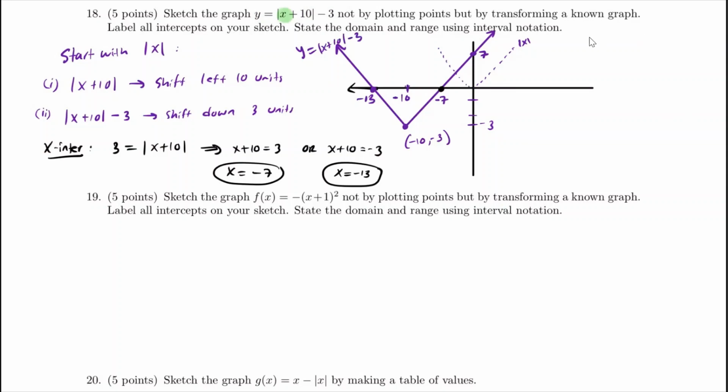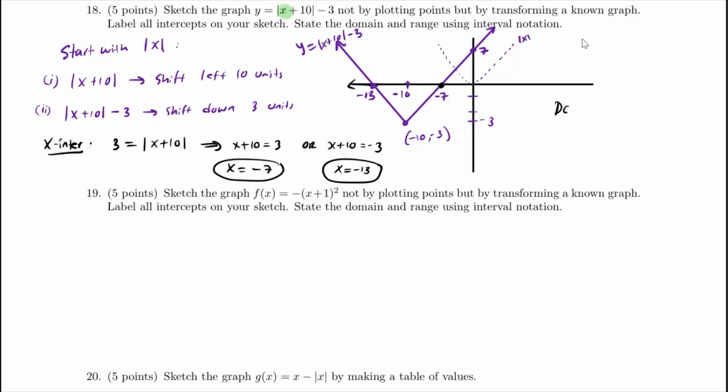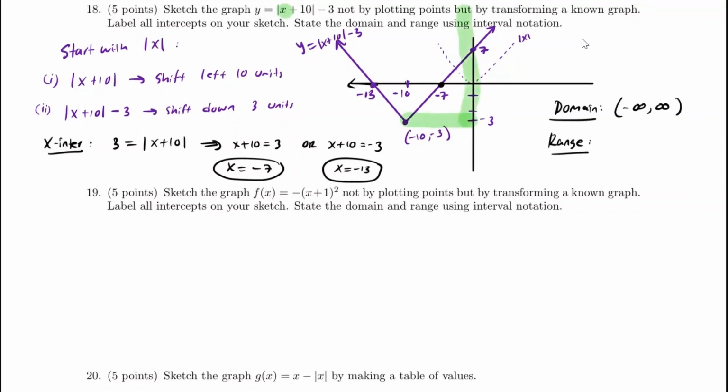Now, the next thing we want to do for this problem is to state the domain and range using interval notation. So let's go ahead and write that down. So the domain, you can plug in anything into the absolute value, you'll always get a real number. So the domain, that's negative infinity to infinity. Now, what about the range of this function? Well, we see that the lowest value the function can obtain is right here, negative 3, and then it just goes up to positive infinity. So the range would be including negative 3 all the way to positive infinity. So that will be our detail for this graph.